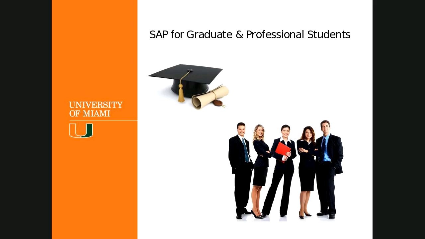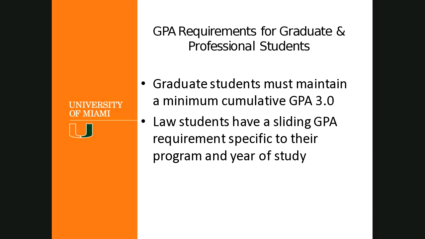SAP for graduate and professional students. The GPA requirement for graduate students is that you must maintain a cumulative GPA of 3.0. Law school students have a sliding scale, where the first-year students are required to have a 1.9 GPA, and for second, third, and fourth year, 2.0 is the requirement.